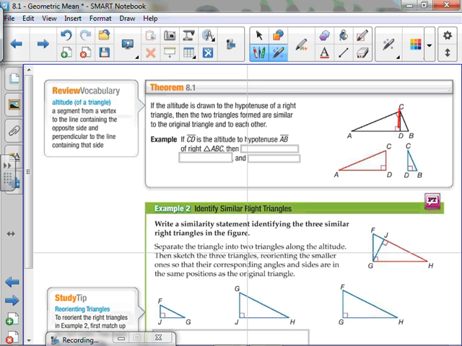CD, is an altitude. And that we consider a bisection too. It doesn't bisect anything though. Bisect means cut in half. It doesn't cut the angle in half, and it does not cut the line in half.